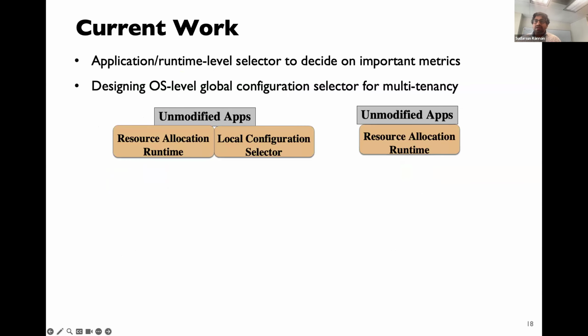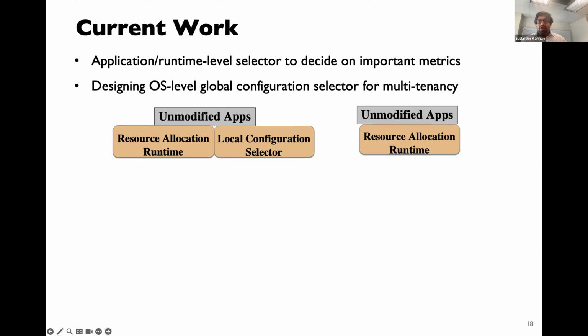So what is our current system doing? Based on the insights that we gained from HazardMon, our monitoring framework, I discussed only the memory problem, but we are developing a more dynamic and more configurable application and runtime level selector to choose the important metrics for each application. For example, a bird watching application might have a completely different requirement compared to a wildfire monitoring application.